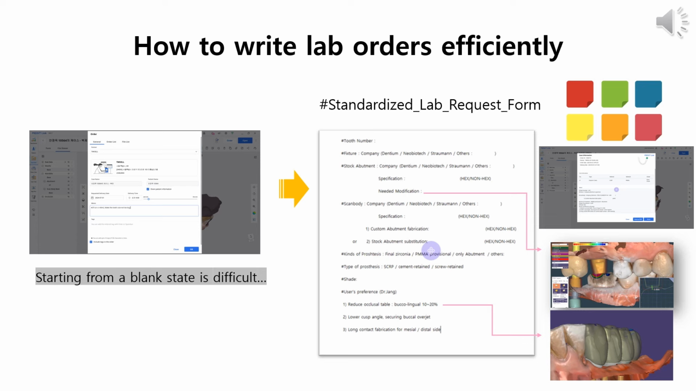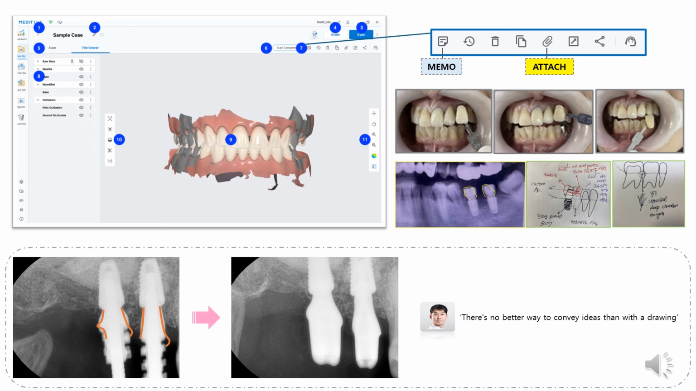Furthermore, Dr. Zhang's personal preferences are also described below for reference. With such a detailed lab order form, we can significantly reduce the occurrence of remakes. Even if we describe details in text, there are times when we need to convey more detailed opinions. In such cases, we use the attachment feature to send photos, X-rays, and drawings. In the case information screen, you can click the attached file icon to attach files and add necessary notes.